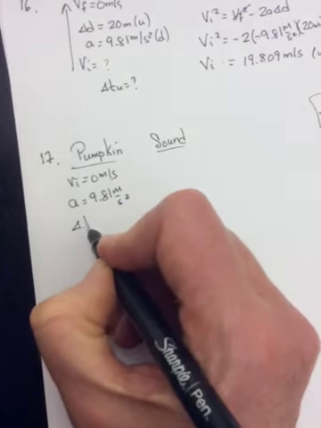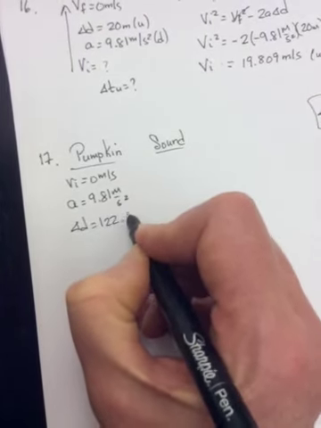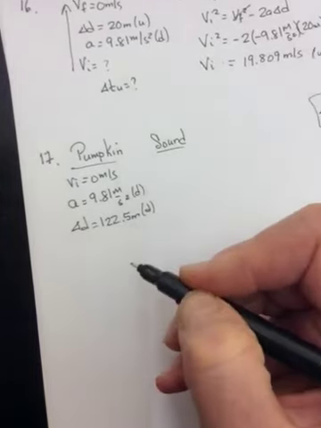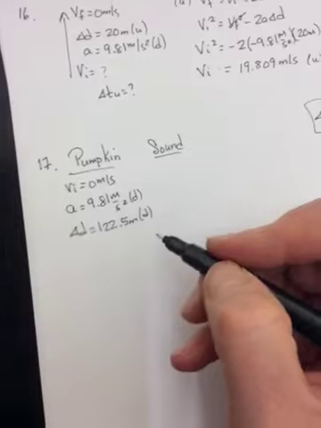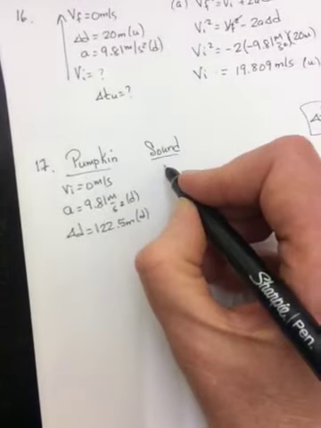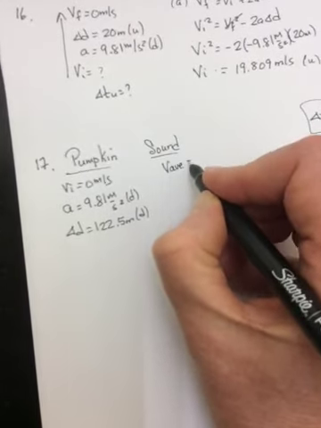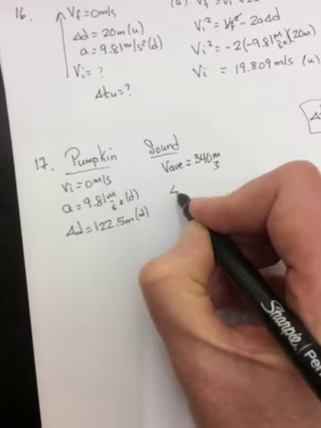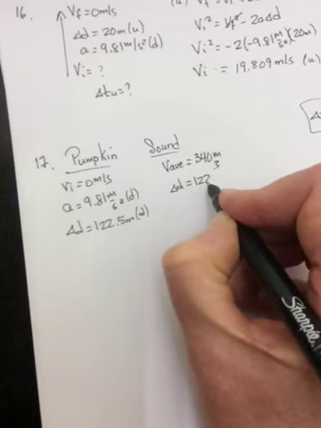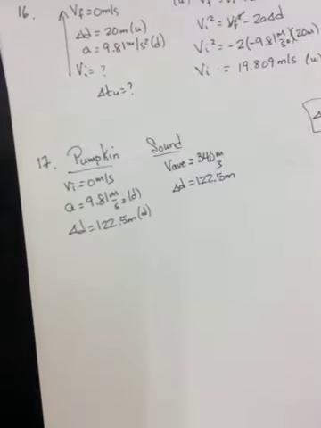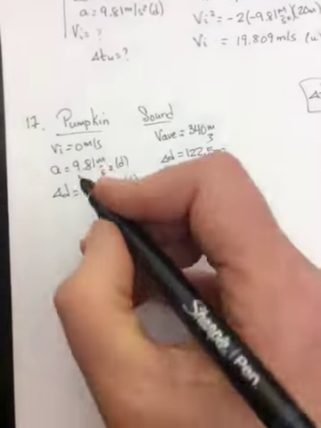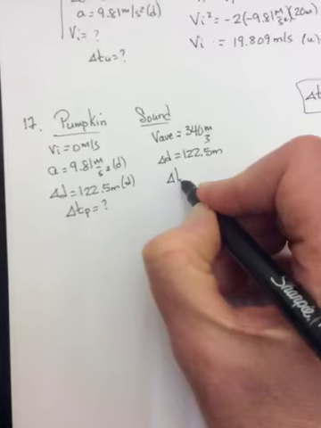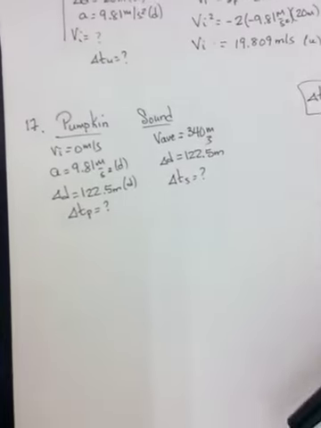The distance that it falls, 122.5 meters. Gravity is down. The distance it is falling is also down. For the sound, it's a VAV, and I tell you in the question, the sound is 340 meters per second. The sound has 122.5 meters to also travel, and the question wants to know how long. So you need to find the time for the pumpkin, the time for the sound, and then add them together.